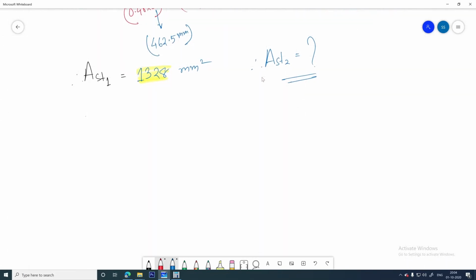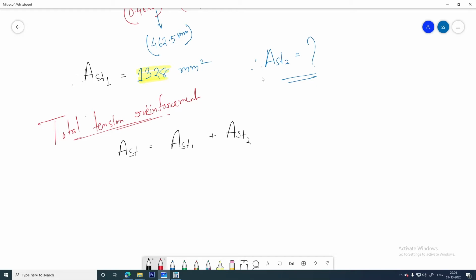That is very simple. So what is the total tension reinforcement? That means the AST. This AST is equal to AST1 plus AST2, right? The first one is considering it as a balanced section or singly reinforced beam section, and this one is for the balanced moment.